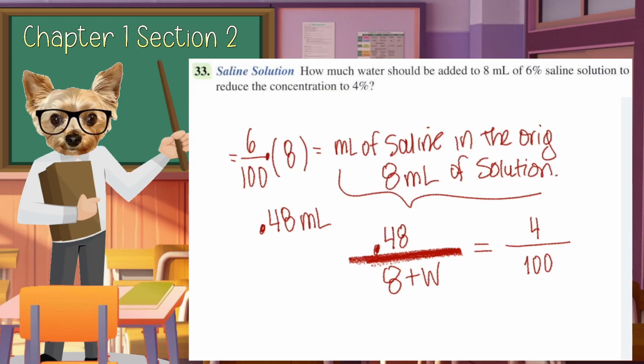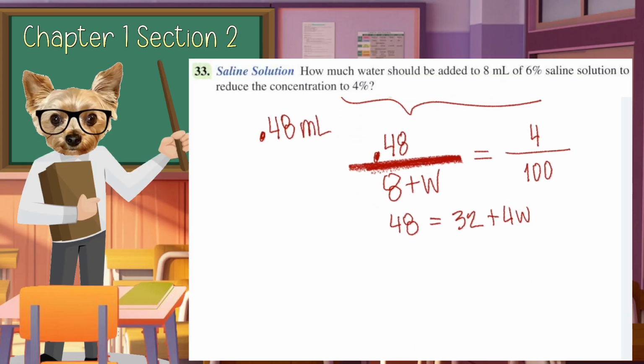So you might want to rewind it and listen to what I explained again, but I'm doing basically part over whole to figure out percent, okay? So what part of the solution over the whole solution. And from here, I'm going to cross multiply. 0.48 times 100 is 48. 4 times the quantity of 8 plus W will be 32 plus 4W. I'm going to subtract 32. I'll get 16 is equal to 4W. Divide by 4. So W equals 4 milliliters of water we'll have to add.